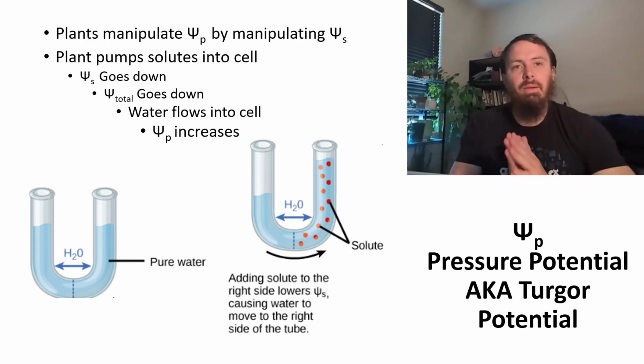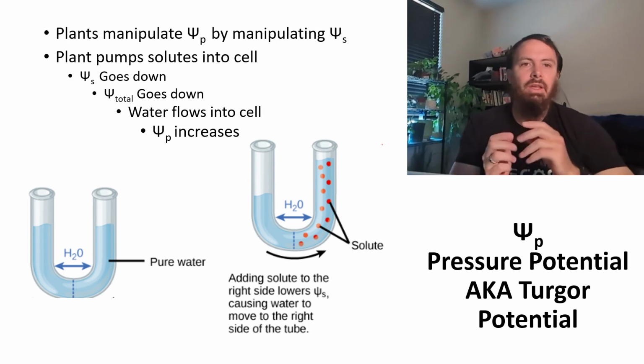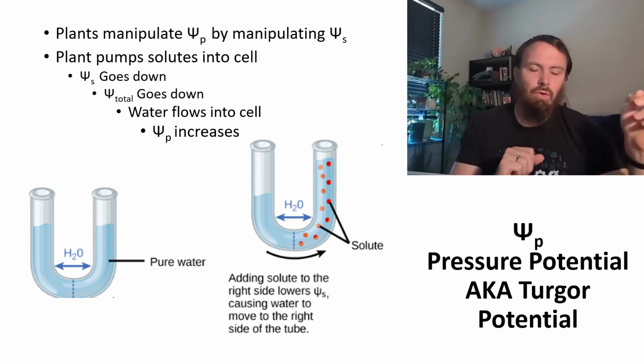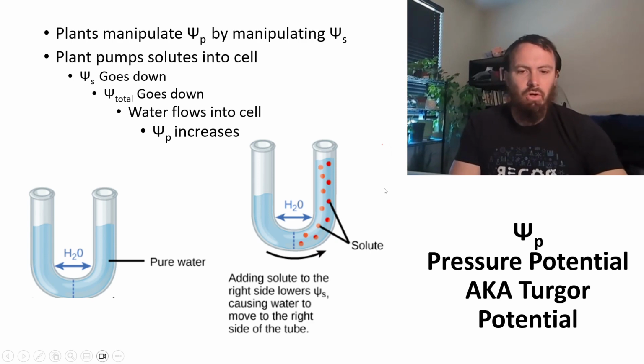Now, plants can manipulate the pressure potential, and they do it by manipulating the solute potential. So remember solute potential here. You add in a bunch of solutes, the solute potential will go down, and water will move from high to low concentrations, so it'll move over to the lower water potential.